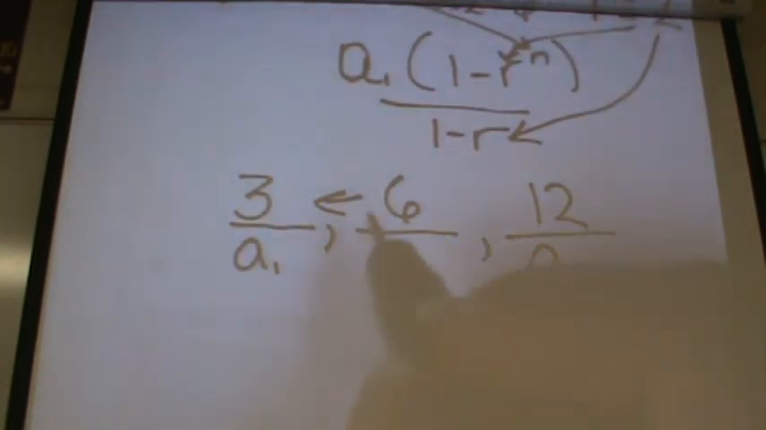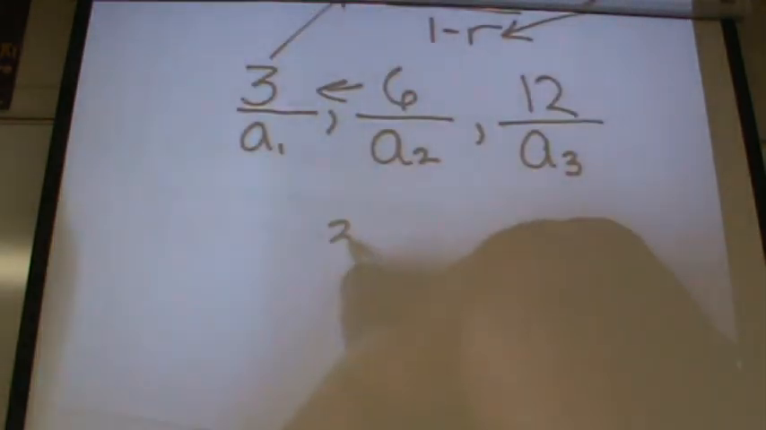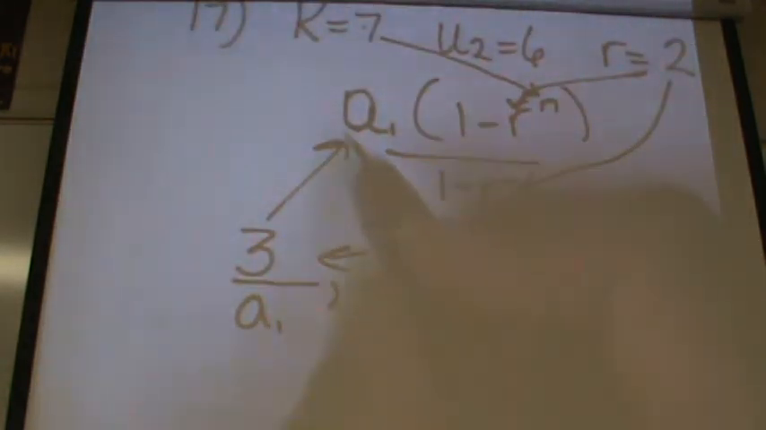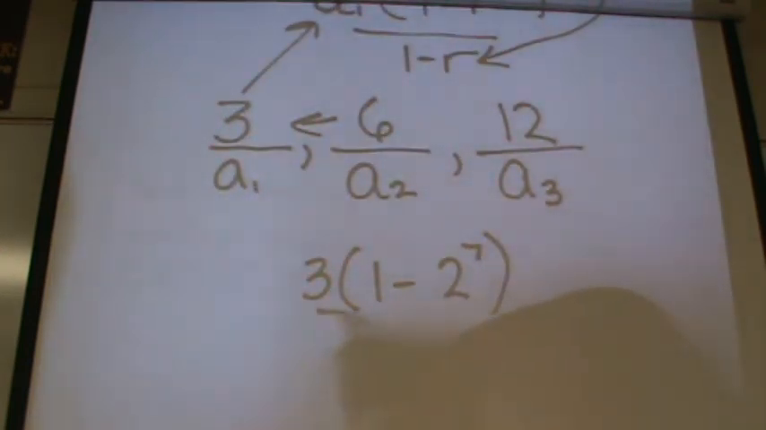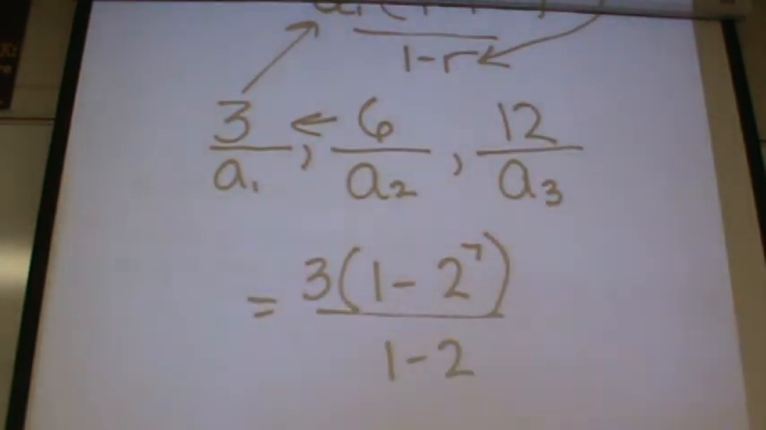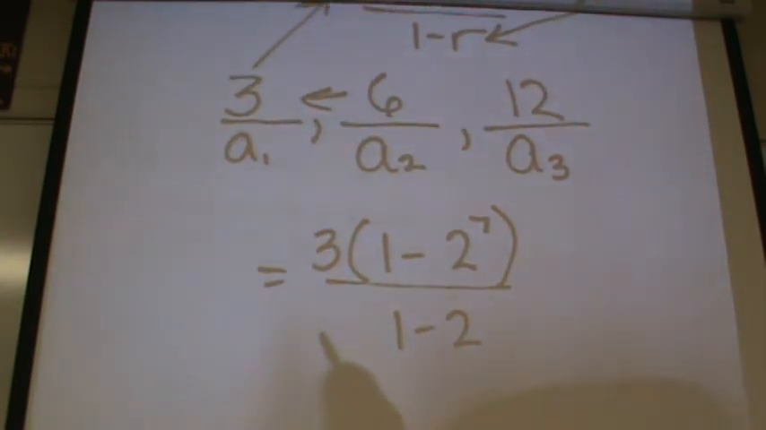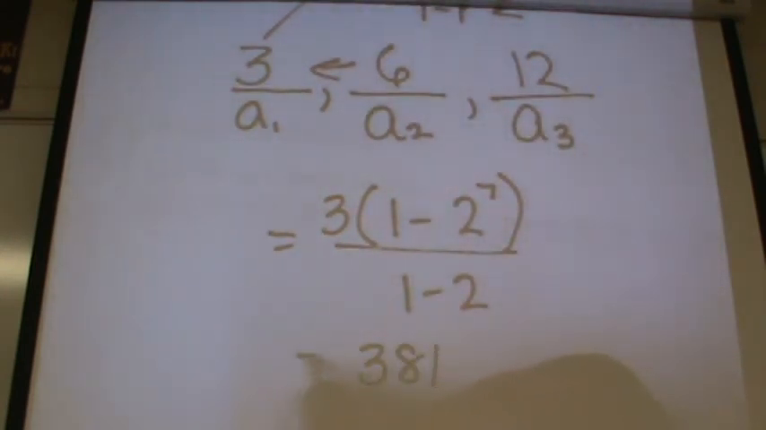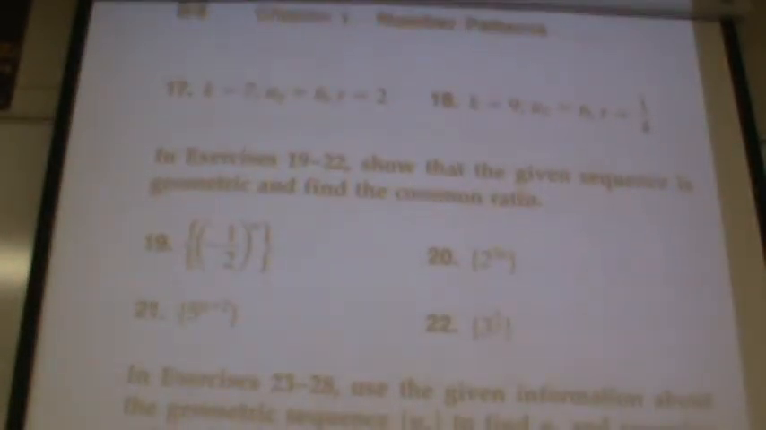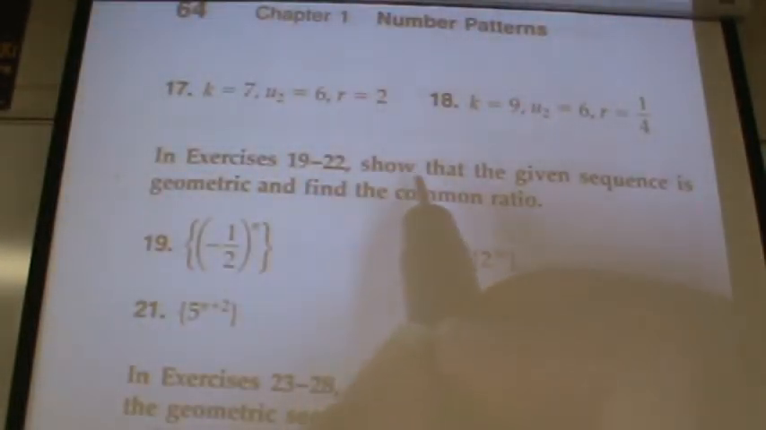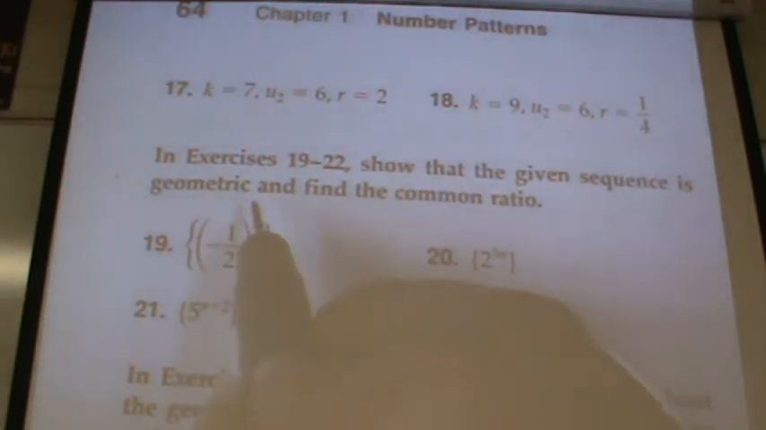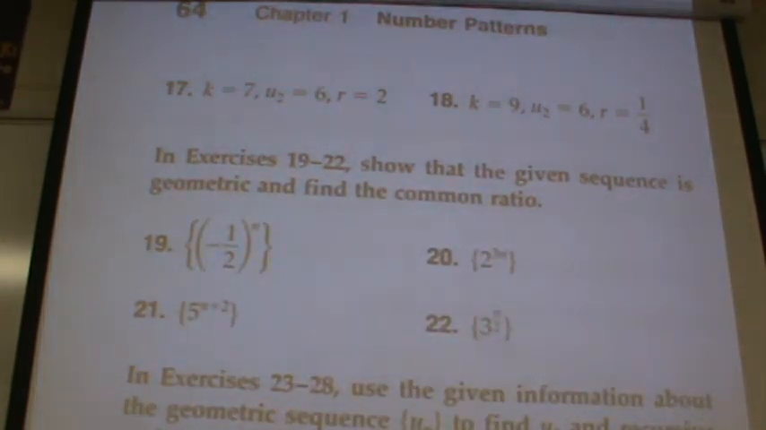So you're going to plug a 3 in here. 3 times 1 minus 2, I'm adding up 7 terms, over 1 minus 2. And that's the sum. And you should get, for number 17, the answer is 381. So try that. Okay. Number 19 is a proof. It's asking you to show that the given sequence is geometric. So what you're going to do on this problem is generate some terms.